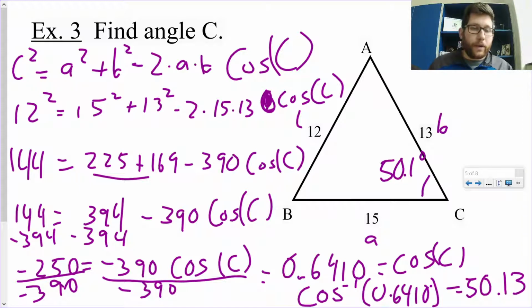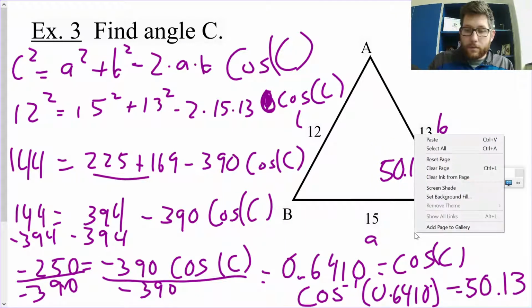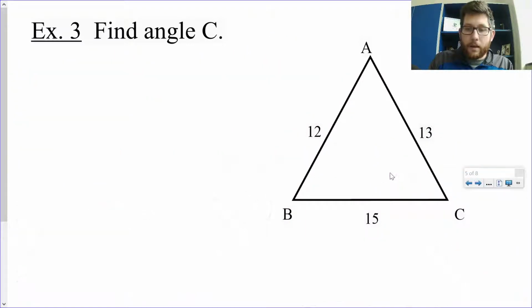Now, I do want to point out one other thing here. Let's do this. I'm going to clear the ink here. I'm going to plug this 50.1 back in here. Now, some of these are going to ask you to solve for multiple angles or multiple sides and angles. This is what I would do. I would not use law of cosines more than once. I would use it as few times as possible.